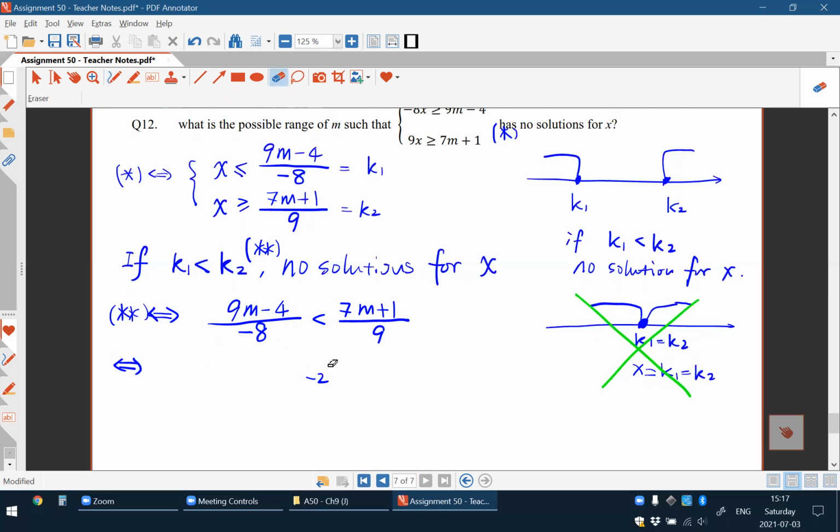Okay, so this means the left-hand side becomes minus 9 times 9m minus 4. Okay, 72 is positive, so we don't change the direction of the inequality symbol here. And 8 times 7m plus 1 here. Okay.